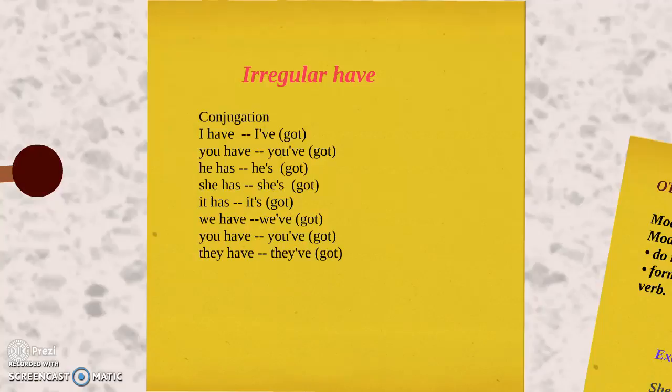Now, got is between brackets. You can use it or not. The British usually use I've got and not I've. The problem is the third person. The contraction he's, she's, it's can be confused with the verb to be. So my advice is always use he, she, and it has without contraction, so your partner knows what you're talking about.